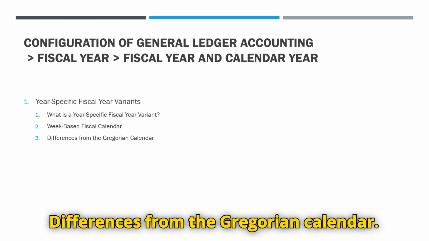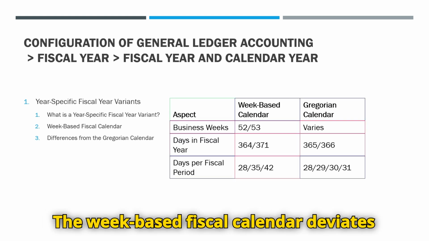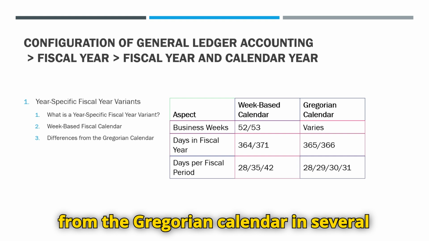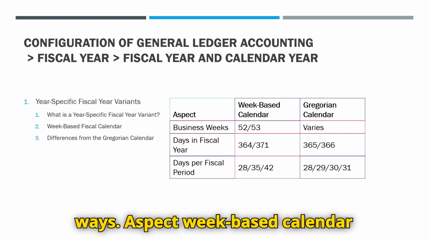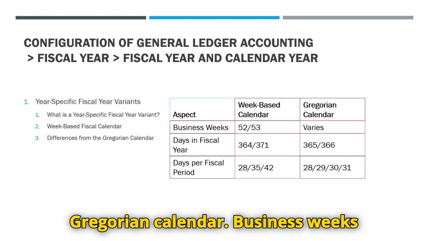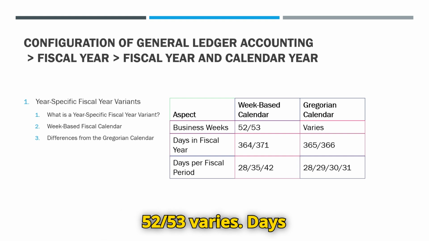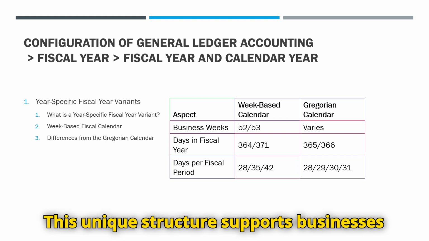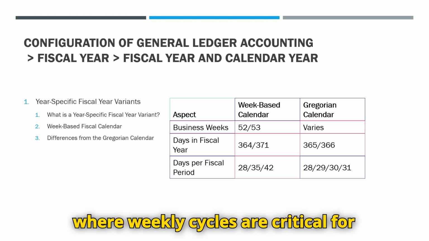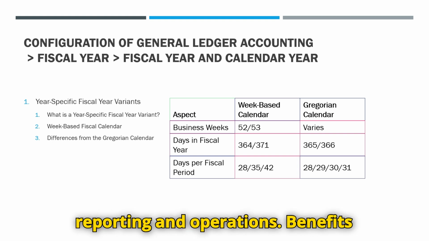Differences from the Gregorian calendar. The week-based fiscal calendar deviates from the Gregorian calendar in several ways. Aspect: week-based calendar versus Gregorian calendar. Business weeks: 50-53 versus varies. Days in fiscal year: 364 or 371 versus 365 or 366. Days per fiscal period: 28, 35, or 42 versus 28, 29, 30, or 31. This unique structure supports businesses where weekly cycles are critical for reporting and operations.